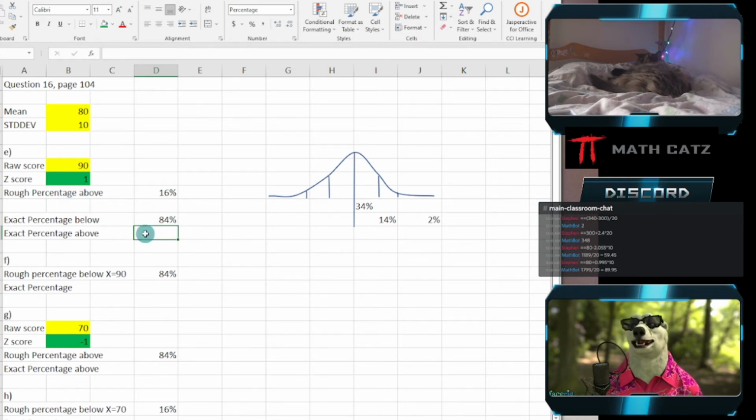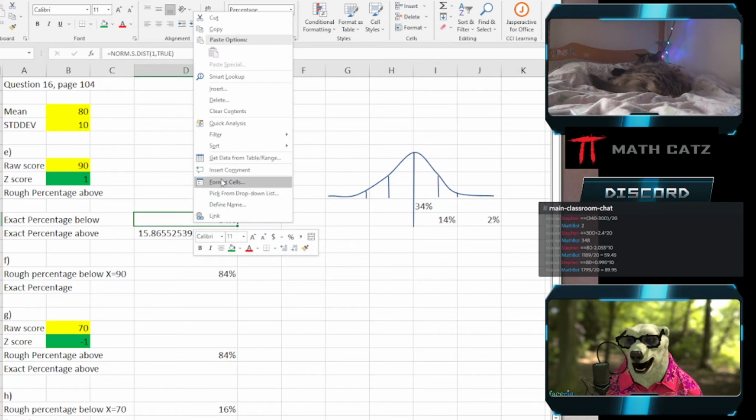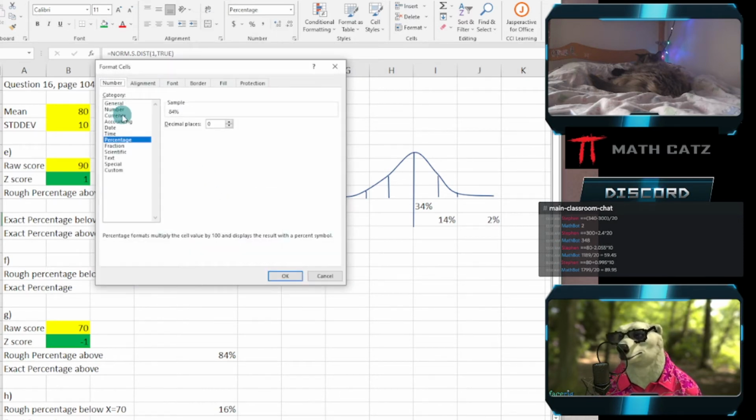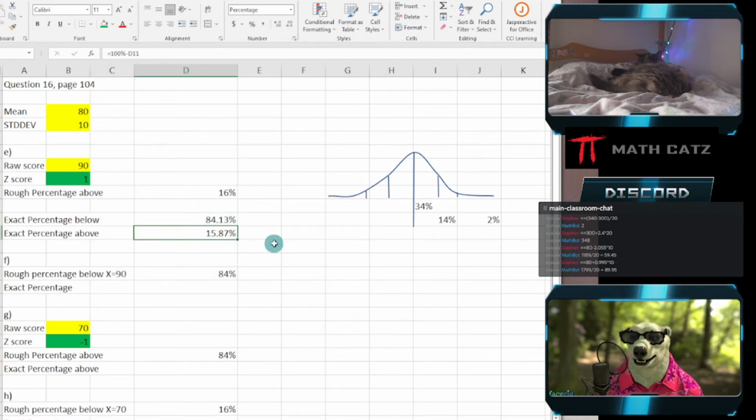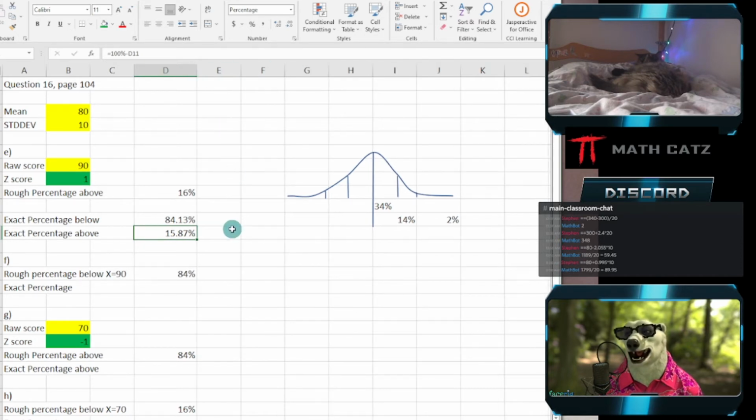In this case, above is the one they're looking for. I can then simply say, okay, it's 100% take away this one. Now, let me just backtrack and edit this. It rounded everything way too much for me. Let's go 2 decimals, right? That's much better. I don't want it to round to the nearest percentage because then I can't tell the difference between my estimate and the exact number. So having a couple of decimals shows that they aren't the same. 16 was very close, but it's in fact 15.87.